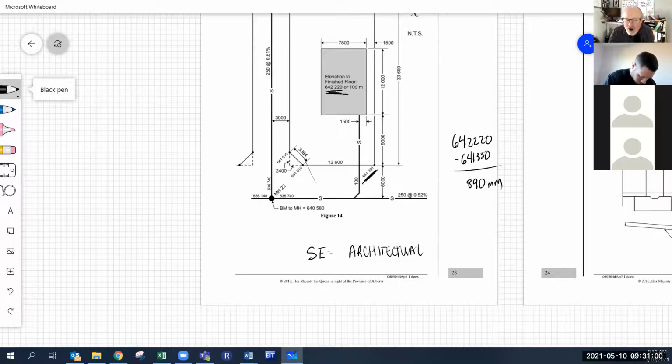So I want the architectural elevation. So we start at 100 meters and we're going to minus off 0.89 meters, because that's what that is in millimeters. So for this one, our architectural elevation at the southeast corner is equal to 99.11 meters.